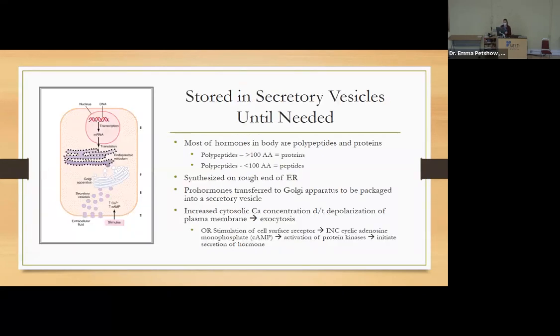Almost all hormones, specifically endocrine hormones in the body, are stored in secretory vesicles until they're needed. Different from neurotransmitters, they're released directly into the bloodstream. Hormones are stored until they get a signal, a stimulus to that receptor, and then they're released. Almost all of our hormones are polypeptides or proteins. They're synthesized on the rough endoplasmic reticulum. Prohormones, hormones in their pre-active state, are then transferred to the Golgi apparatus and packaged into vesicles, where they wait until they hear their stimulus. Then they'll be released.